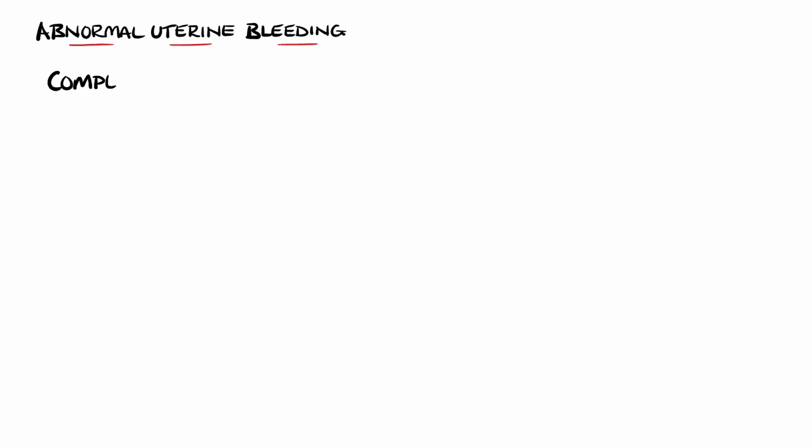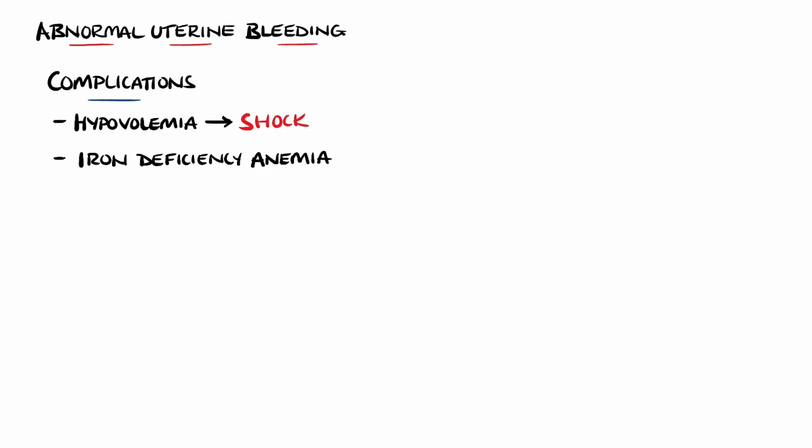As with most other forms of bleeding, there is a risk of hypovolemia and ultimately shock if the bleeding is severe enough. However, in most instances, abnormal uterine bleeding generates a chronic picture of blood loss that may lead to iron deficiency anemia, eventually reaching a point where a small bleed leads to disproportional symptoms.